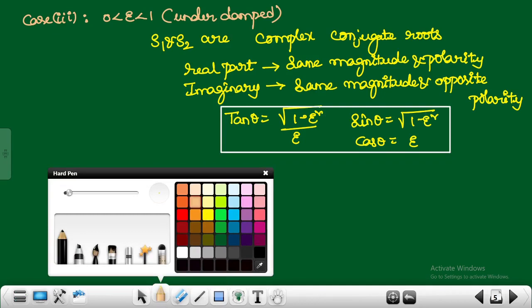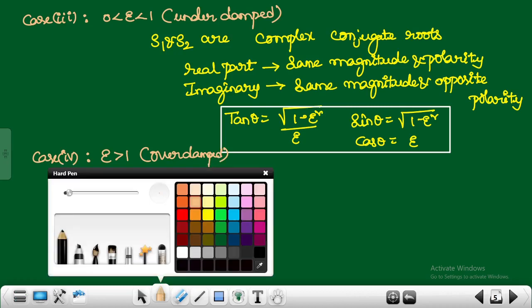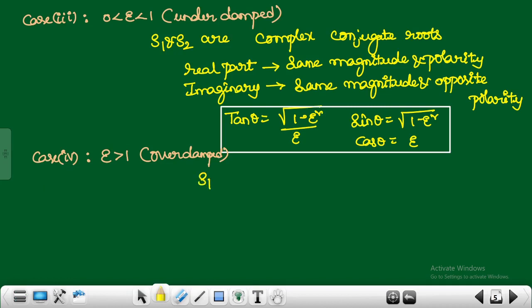After this, let us consider the final case, case 4, where the range of zeta is greater than 1, which is called the over damped case. In the over damped case, the roots S1 and S2 are real and different.